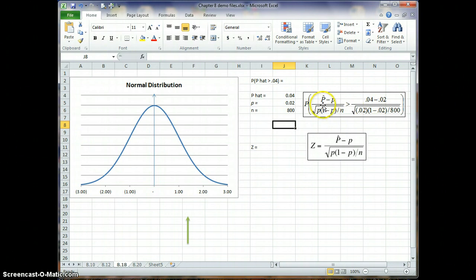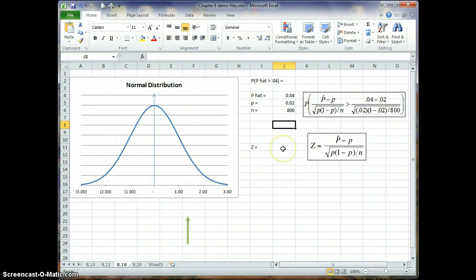So here's where we get it. It's p hat minus p divided by the square root of p times 1 minus p divided by n. So you can see it over here. It's 0.04 minus 0.02 divided by the square root of 0.02 times 1 minus 0.02 divided by 800. And the idea of all of this is we change it into a z-score to standardize it, and then we can figure out what the probability really is.